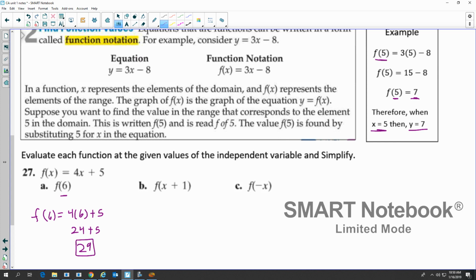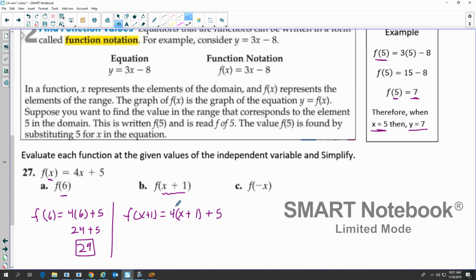There you go. Okay. The next one's got a little bit more going on here. So you're actually going to replace the x value over here with x plus 1. Kind of interesting. So let's see, block that off. So f of x plus 1. So when you do this, you have to be careful, because if you just write 4x plus 1, that's actually incorrect. You have to put parentheses around what you're substituting in here to make sure that 4 is going to get distributed to both parts of what is being substituted in. And you don't want to forget about the plus 5 on the back end.